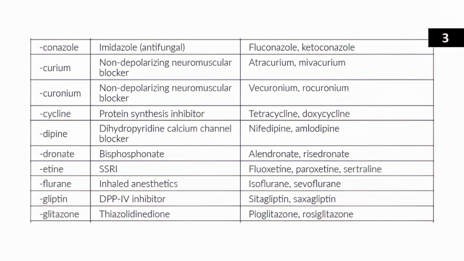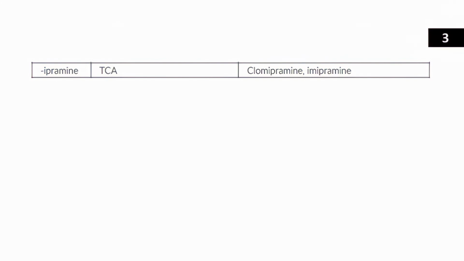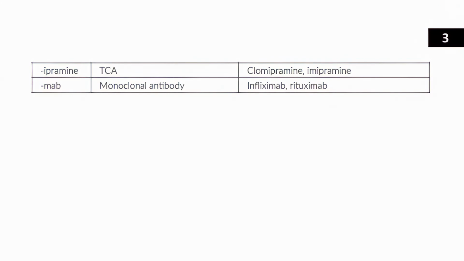Glitazones are also diabetes drugs. Glitazones are thiazolidinediones, or TZDs, which increase insulin sensitivity. These are pioglitazone and rosiglitazone. Ipramine are tricyclic antidepressants like clomipramine or imipramine. MAB is actually an acronym for monoclonal antibody. Whenever you see a MAB at the end of a name, that's a monoclonal antibody. Infliximab or rituximab would be a couple of examples.